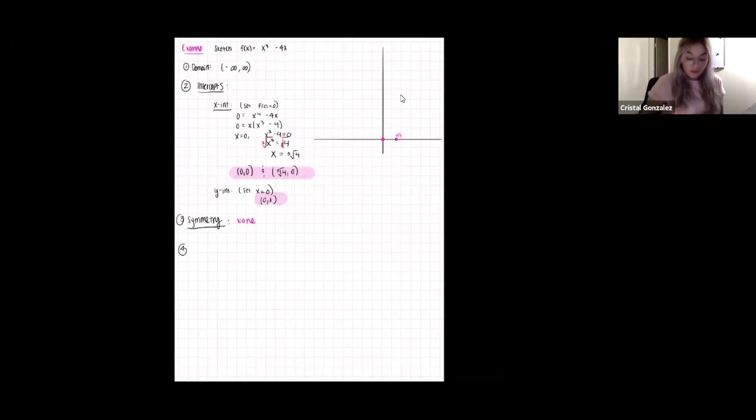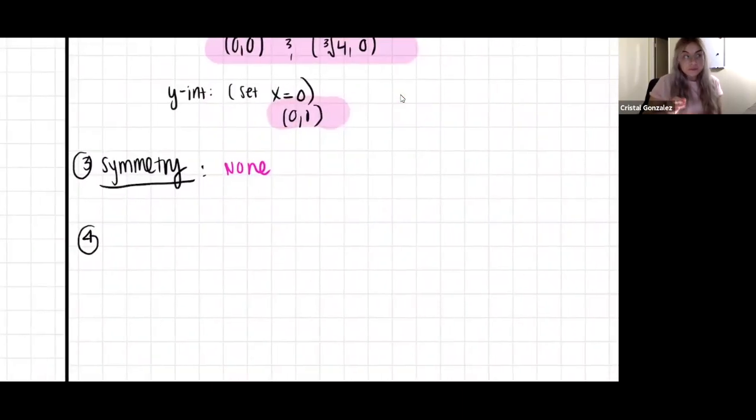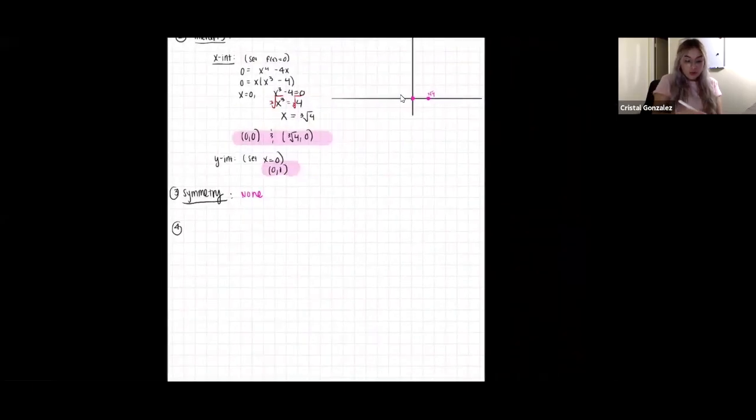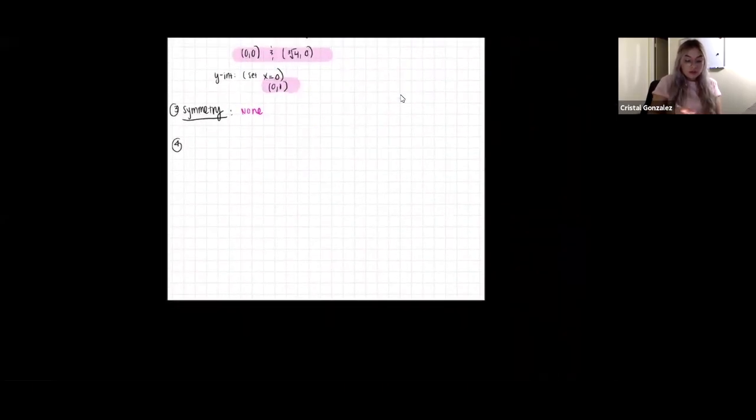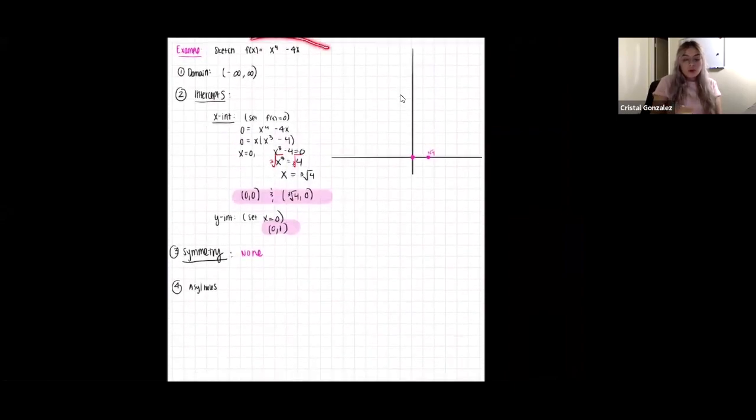Okay, so the fourth thing we need to look at is to see if we have any asymptotes or holes. And like I said, with this function we're dealing with a polynomial function. There are no asymptotes or holes because it's continuous everywhere. So for this one, there is none.